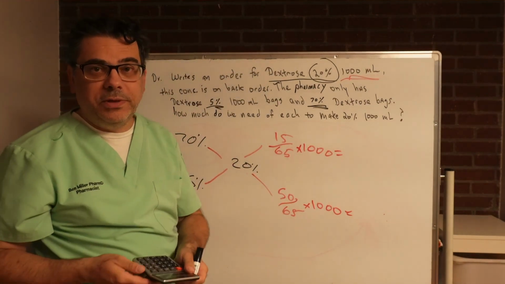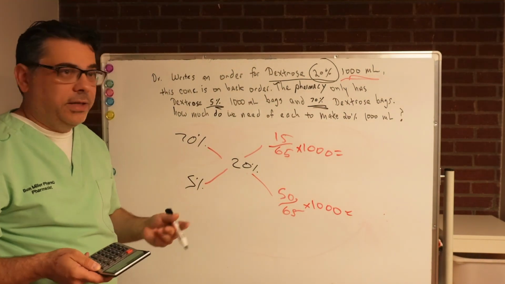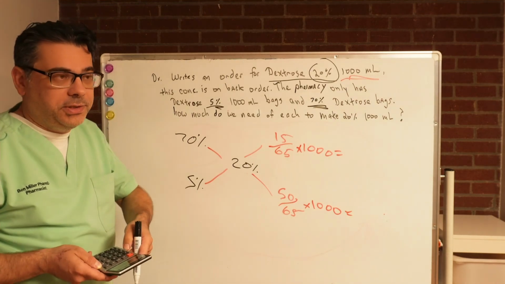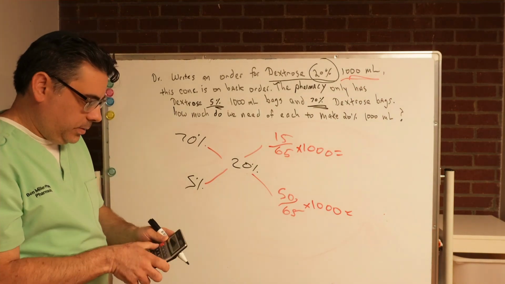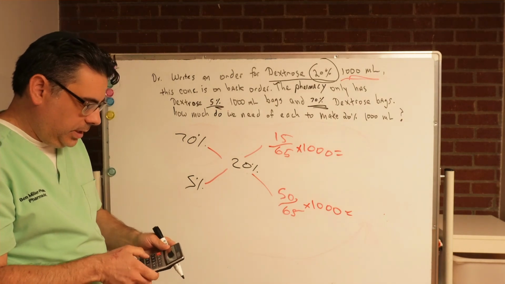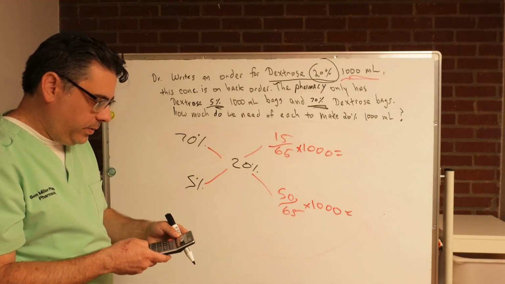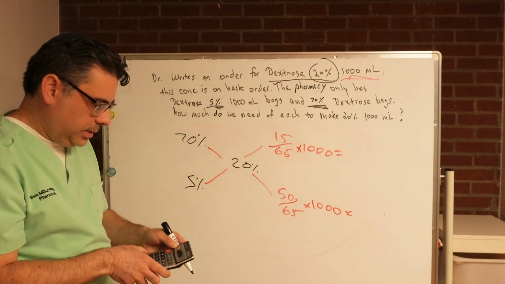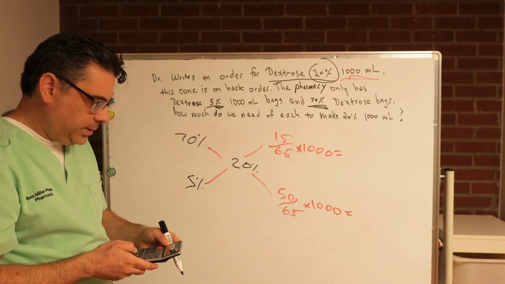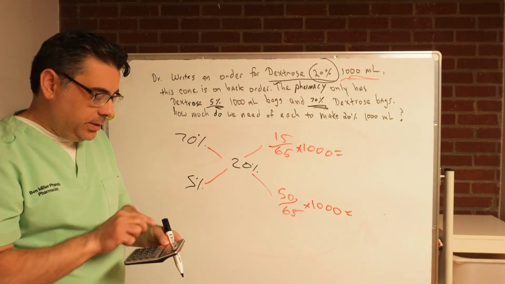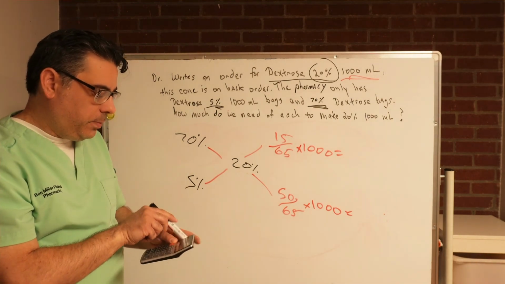We're also going to round off to the nearest tenth. Depending on the exam you're taking, they'll tell you to round to the nearest tenth or the nearest hundredth, so just pay attention to that. So 15 divided by 65 times 1,000 is 230.76, and rounded to the nearest tenth, we have 230.8.